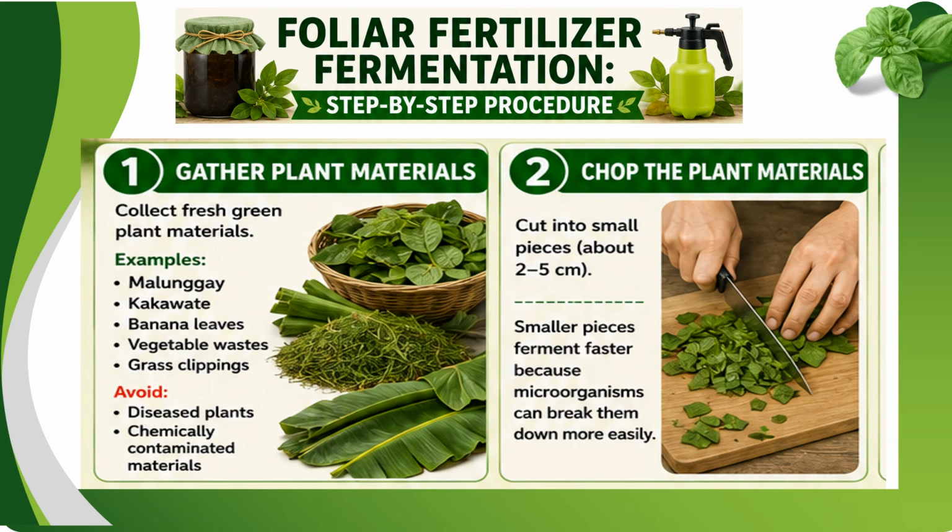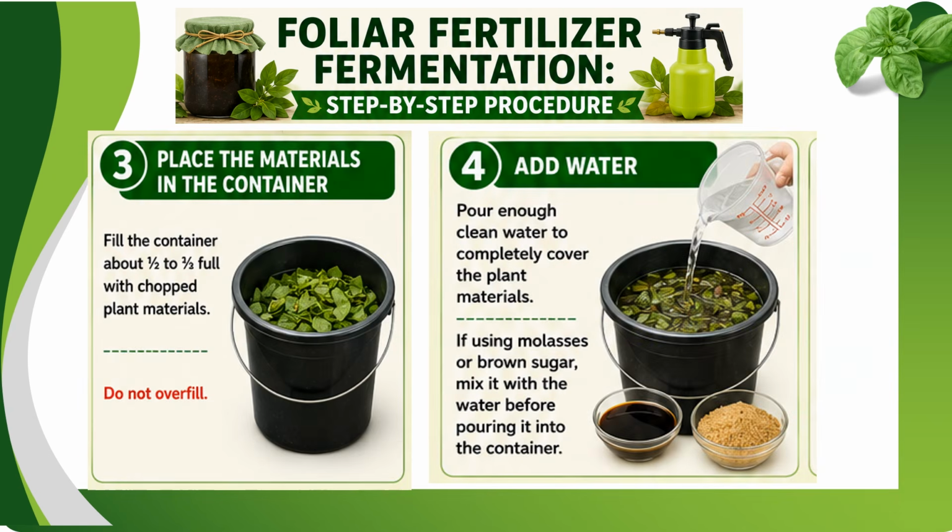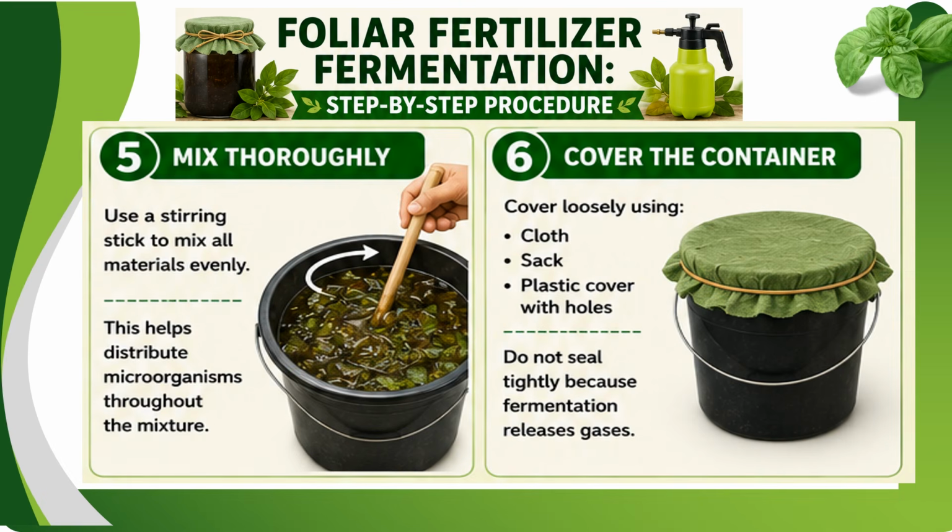2. Cut into small pieces. Smaller pieces ferment faster because microorganisms can break them down easily. 3. Place the materials in the container. Fill the container about 1/2 to 2/3 full with chopped plant materials. 4. Pour enough clean water to completely cover the plant materials. If using molasses or brown sugar, mix it with the water before pouring it into the container. 5. Mix thoroughly. Use a stirring stick to mix all materials evenly. This helps distribute microorganisms throughout the mixture.